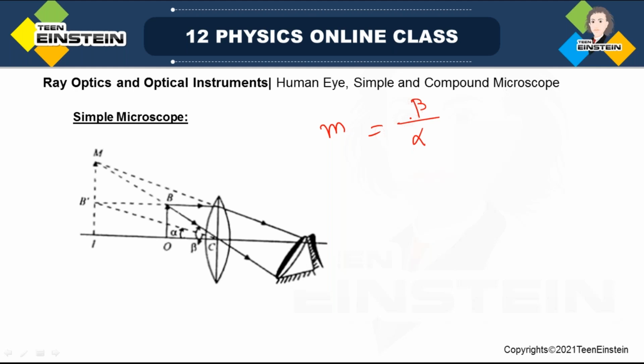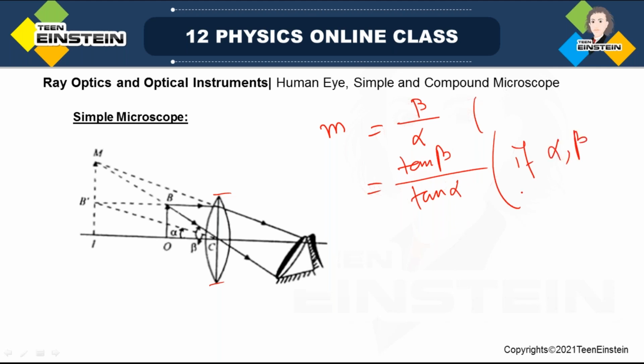Now these angles are actually very, very small angles. If the aperture of this lens is very small, and if we are dealing with paraxial rays, then alpha and beta are very small, and I can write tan beta by tan alpha without any variation. So now we can see what is tan beta and what is tan alpha.